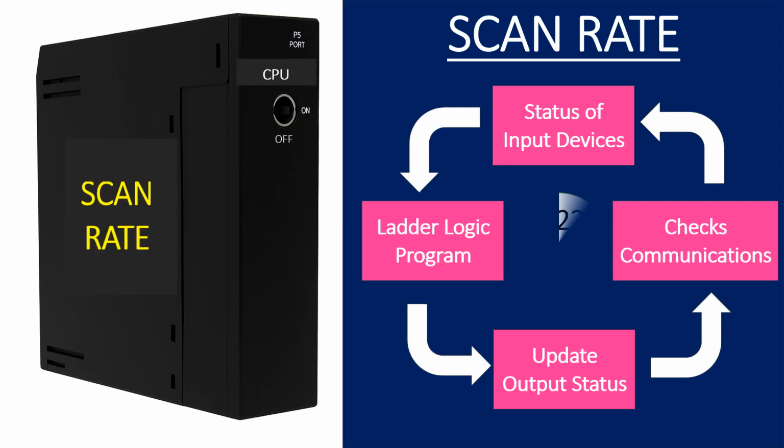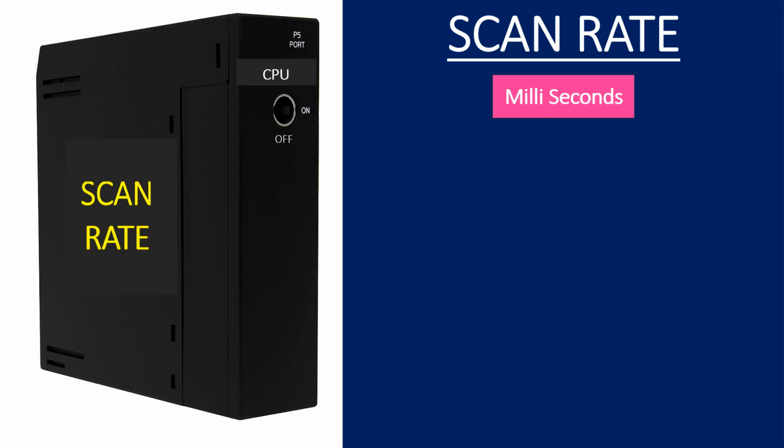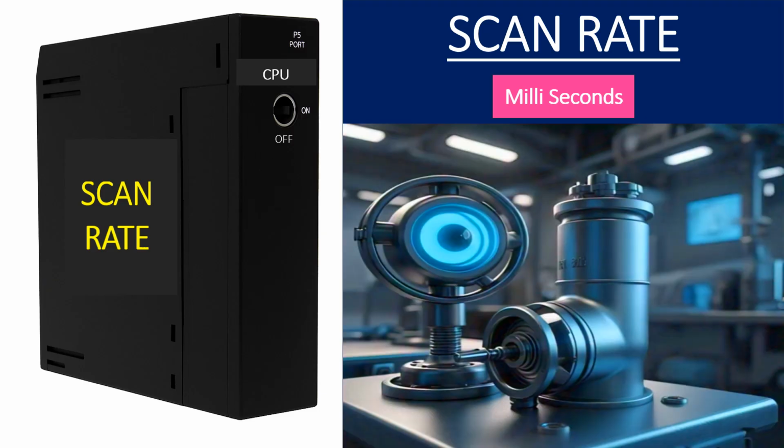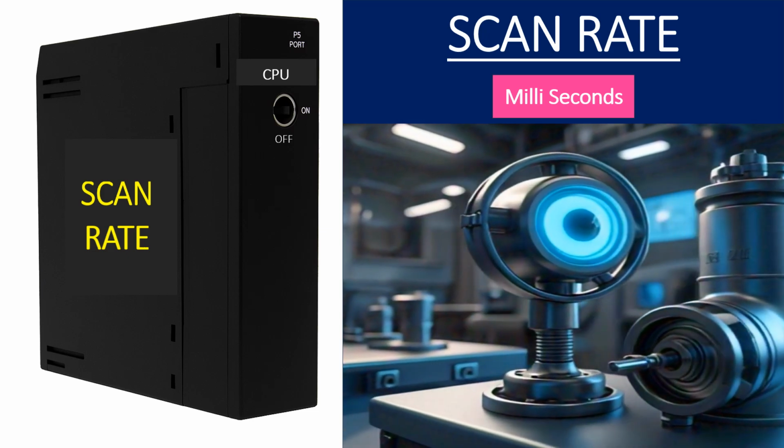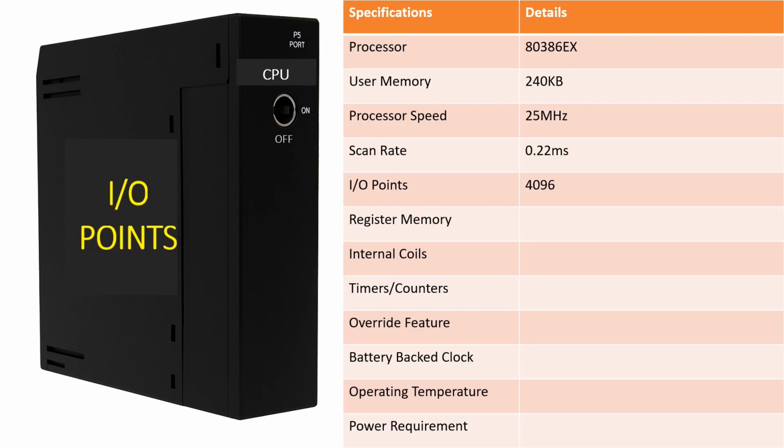It means the speed at which the PLC completes one cycle of reading the status of all the input devices, executing the ladder logic program, updating output status, and performing internal checks and communication tasks. Scan rate is usually measured in milliseconds. A faster scan rate means the PLC updates its inputs and outputs more frequently, leading to a more responsive and precise control system. I/O points: up to 4096 discrete I/Os.